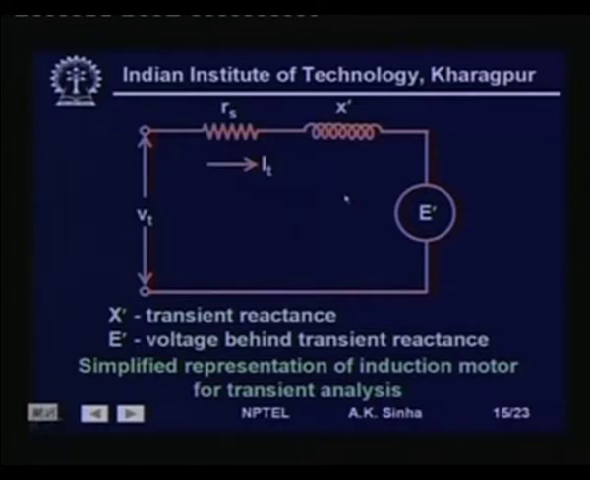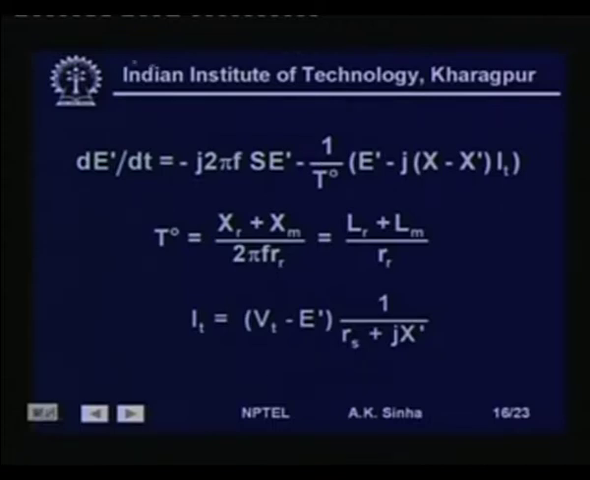So, with this model, if we want, we can find out how the voltage is going to change with time for this machine. That is, we can find out the slope, or the rate of change of voltage with time.